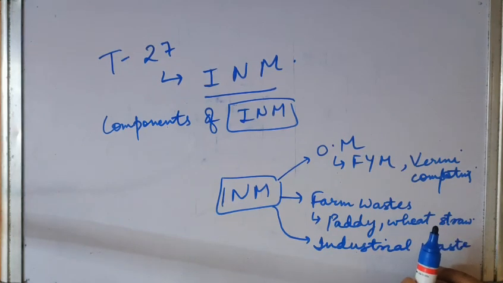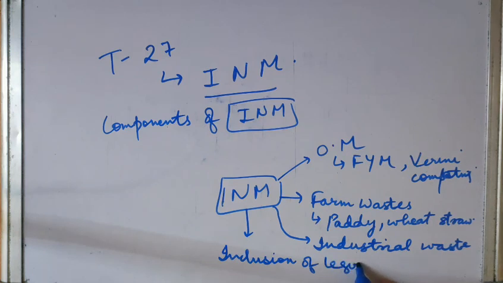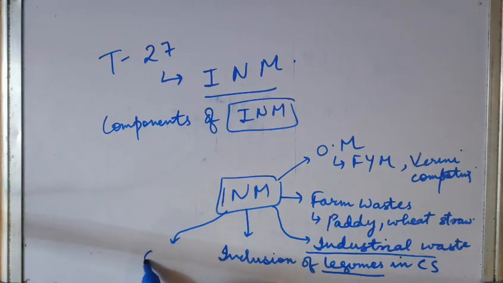We have inclusion of legumes in cropping system. Why legumes? Because they fix nitrogen in the soil. We use crop residues.